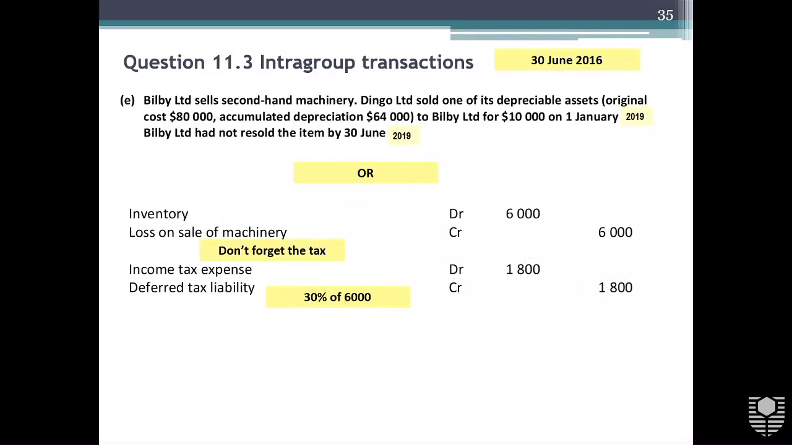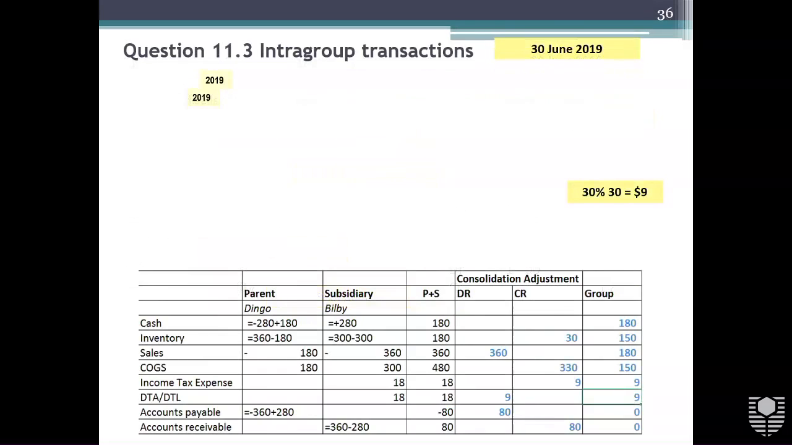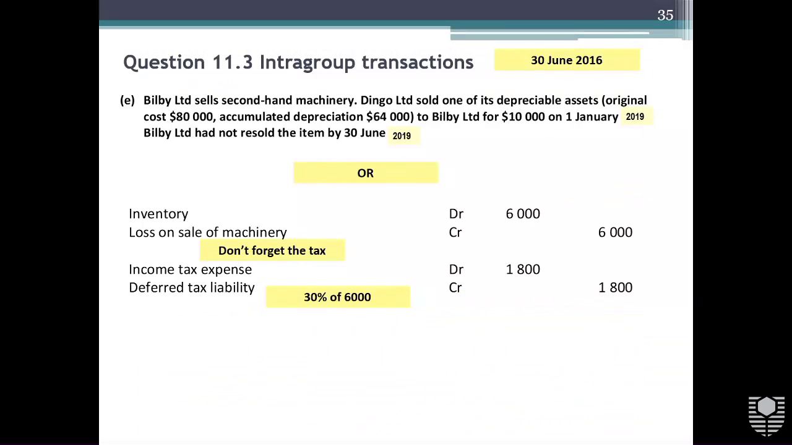We could also do it this way with the loss on the sale of the machine, like we did before. But don't forget the tax. 30% of that 6,000 is 1,800. Debit the income tax expense, credit the deferred tax liability. If it's selling the item as inventory, it's not going to depreciate, is it? If it starts to use that as a piece of machinery, then we need to account for depreciation, but it's not. So it's gone from machinery in one to inventory in the other. Because the purpose has changed, we're not going to account for that depreciation.